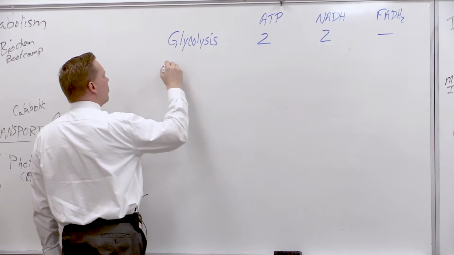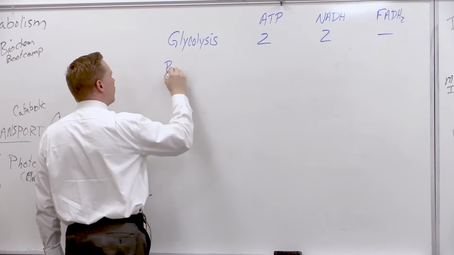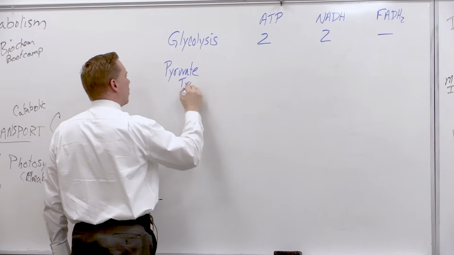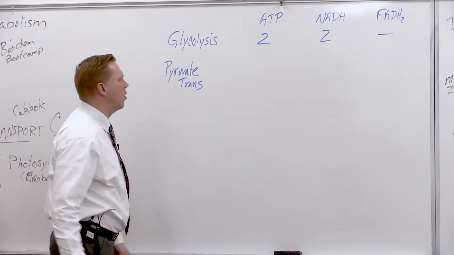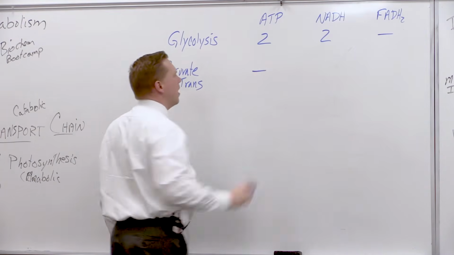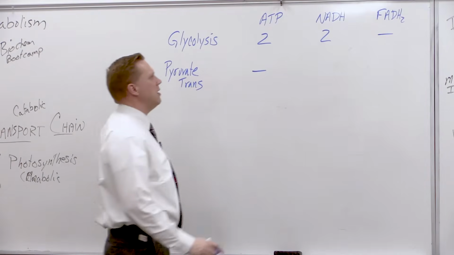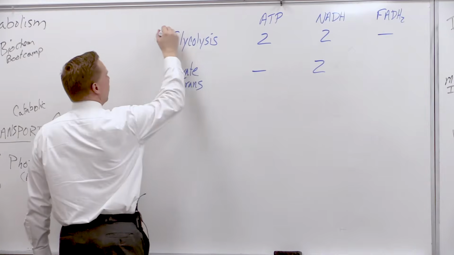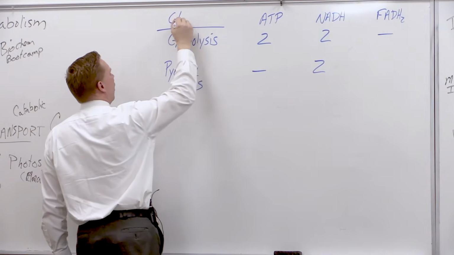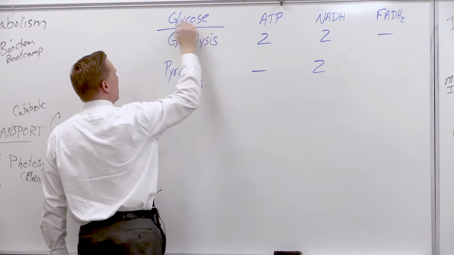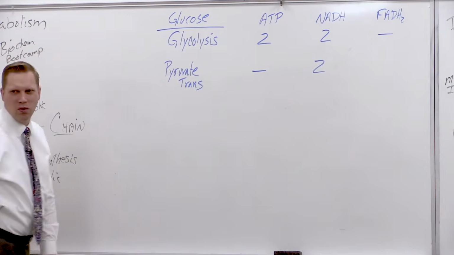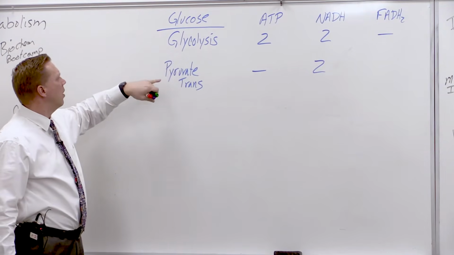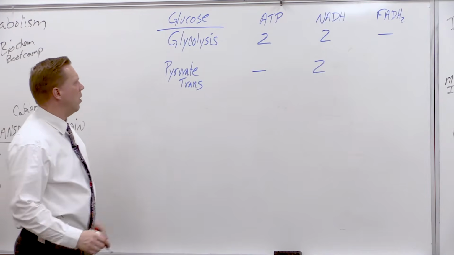Then we had that small process called pyruvate transport. We didn't get any ATPs out of pyruvate transport, but we did get 2 NADHs. And by the way, this is going to be for 1 glucose molecule, because we had to start glycolysis with 1 glucose molecule. So out of pyruvate transport, that's what we got.